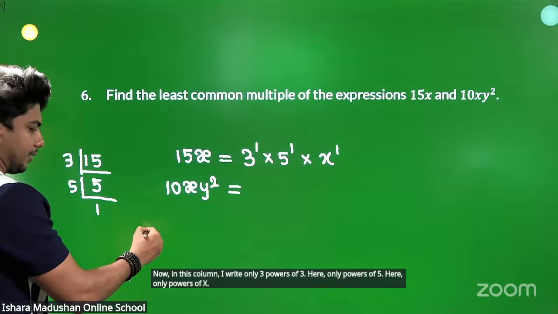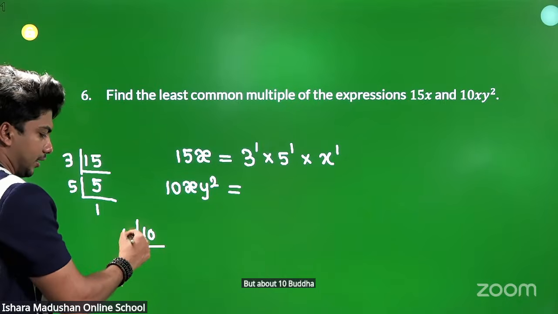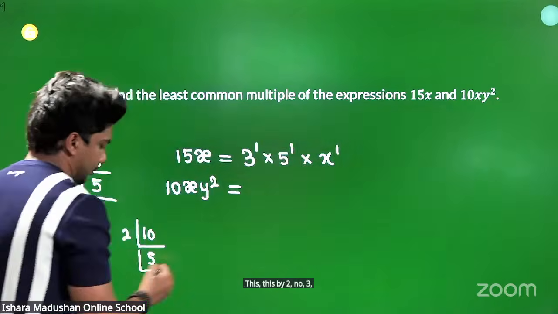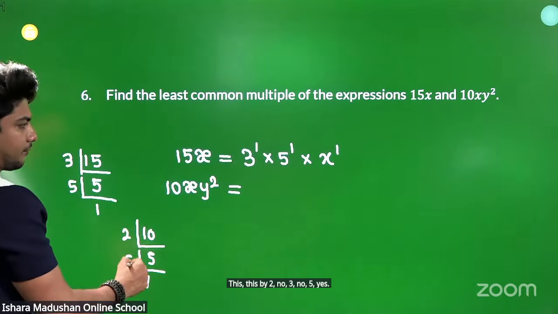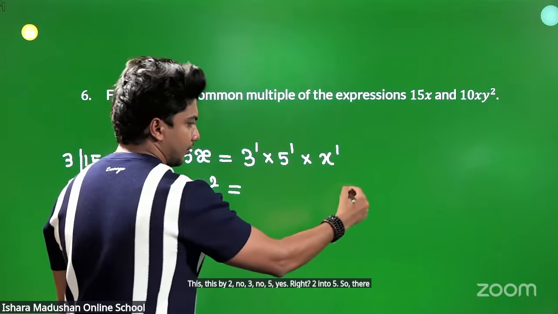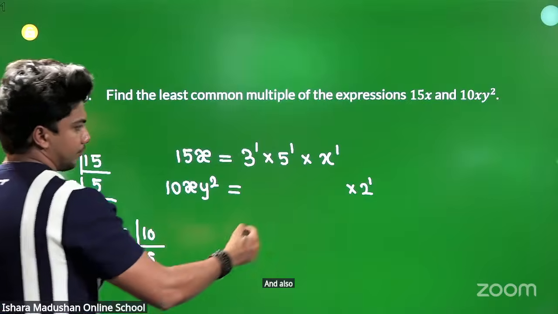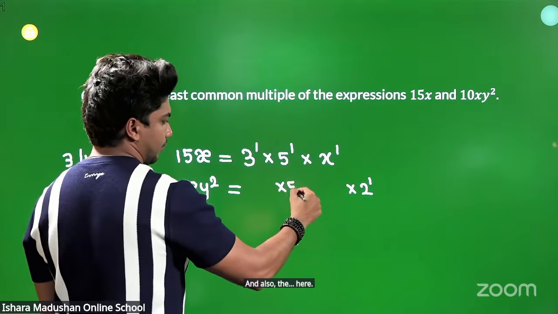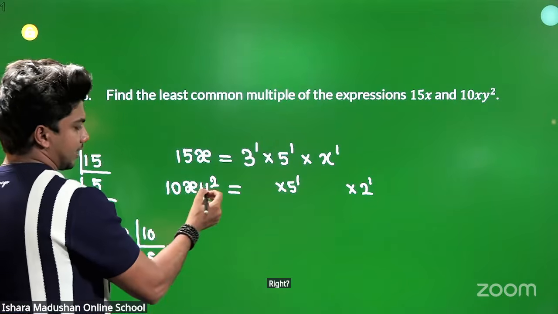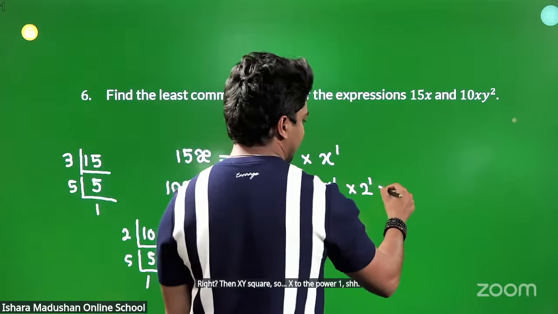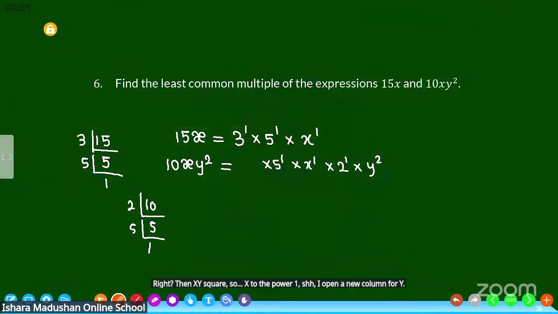What about 10? First prime number 2, is it divisible? Yes. Is this divisible by 2? No. 3? No. 5? Yes. Right, 2 into 5. So there are no columns for 2. I open a new column, 2 to the power 1. And there is a 5 column, so 5 to the power 1. Right. Then xy square, so x to the power 1. I open a new column for y to the power 2.